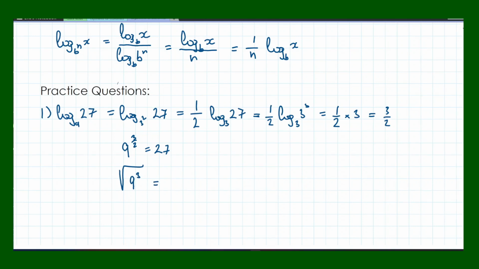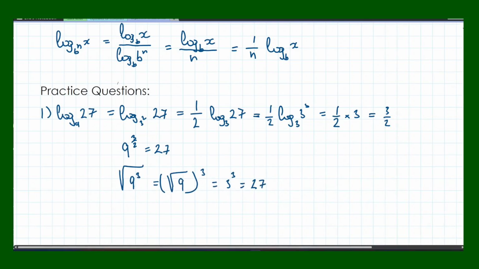And again, I remember that I can switch the square root and the cubed around. So this is the same as square root of 9, cubed. So square root of 9 is 3, and 3 cubed is conveniently equal to 27. So we are right. Example 2.